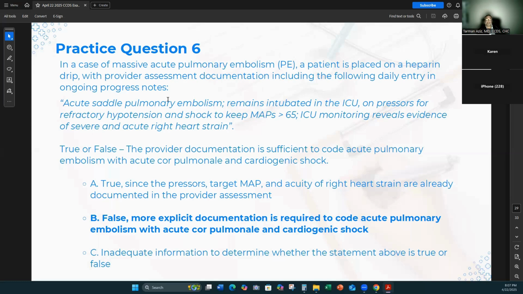As impressive as the documentation is, and as much as it goes on about different things happening with the patient, it fails to explicitly define acute cor pulmonale or cardiogenic shock. So you simply can't code those. You'd need to query.